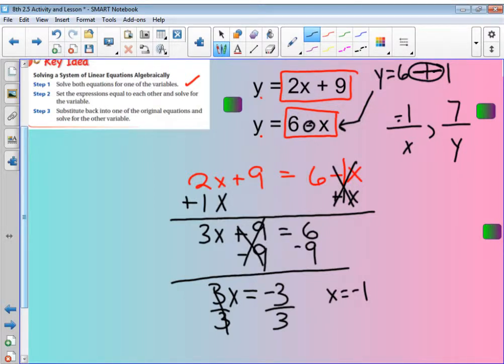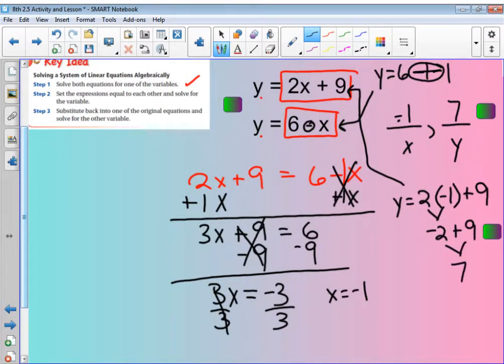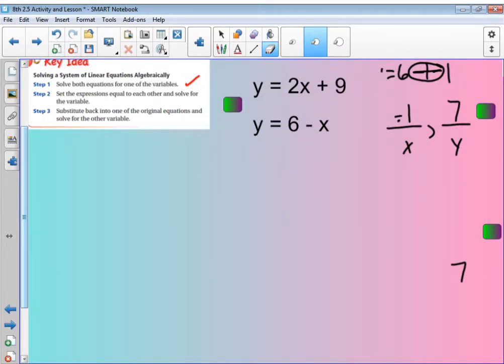If I want to double check myself, I can do that. I could go ahead and substitute into this equation. Because like I said, it doesn't matter which equation you choose. So if I were to do this one, it would be y equals 2 times x, which was negative 1, plus 9. So I would get a negative 2 plus 9, which is still going to give me positive 7. So it doesn't matter which equation you choose, you should still get the same solution to either of them. So our end answer on this would be negative 1 comma 7, the solution to our system of equations.